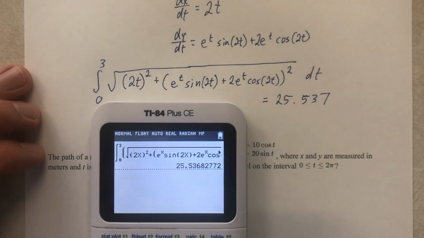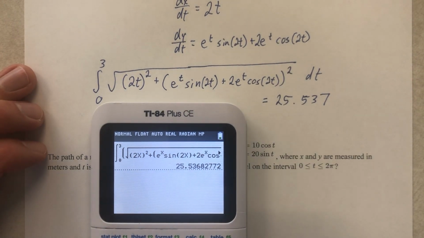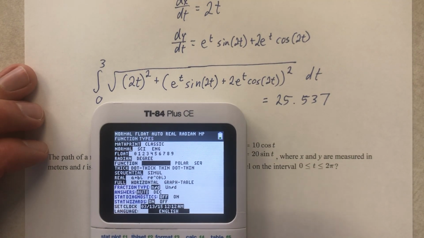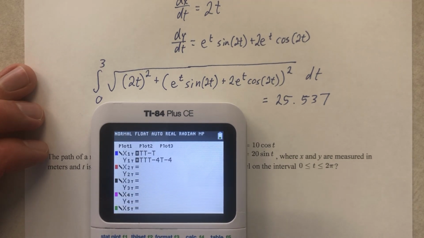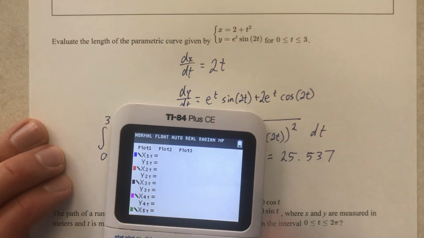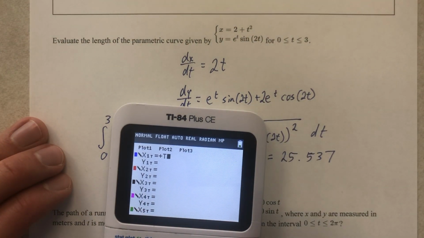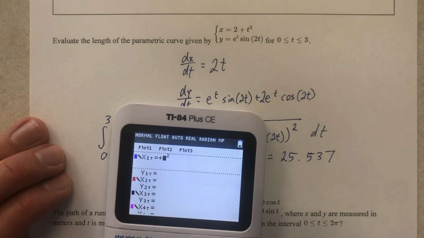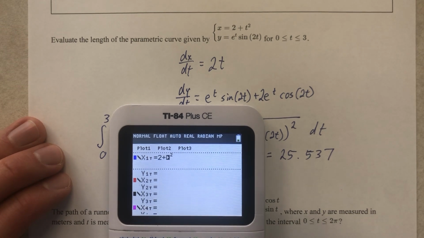Let me show you something else that you could do with this, and it's really neat. I'm going to go to parametric mode. So in parametric mode, we're going to press y equals, and let's clear out what we have. We're going to type the original, which would be 2 plus t squared.